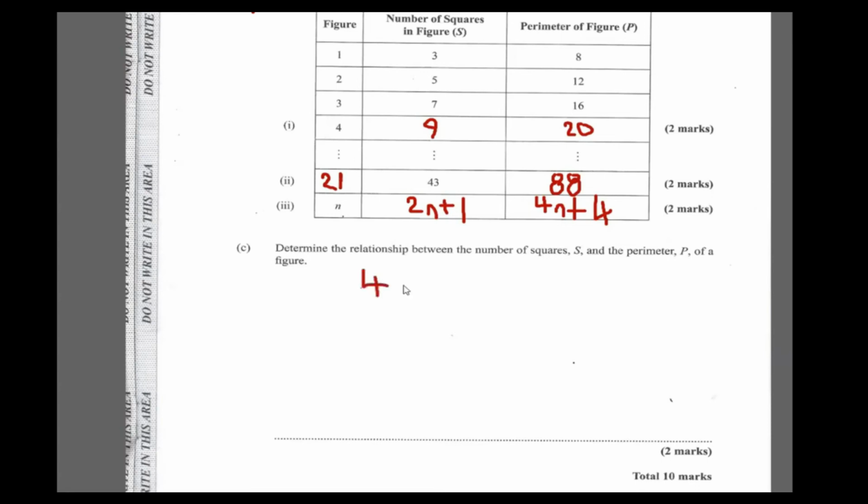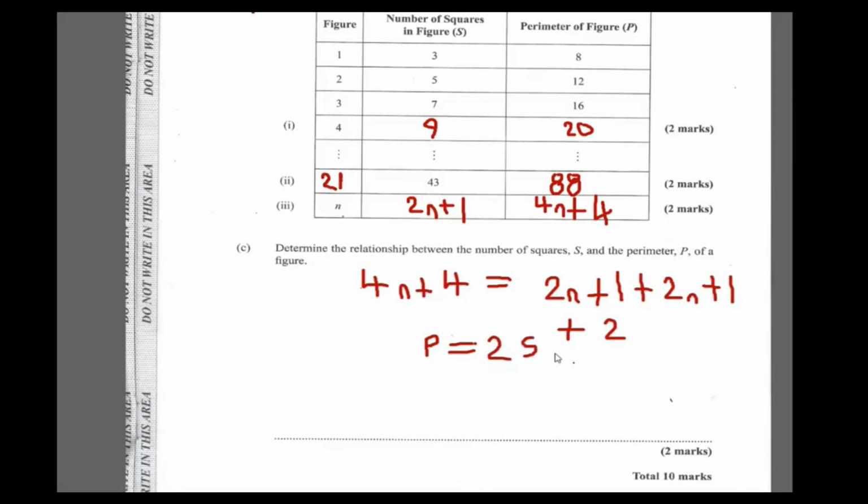The perimeter is 4n plus 4. I can rewrite 4n plus 4 as (2n plus 1) plus (2n plus 1) plus 2. Look at that: 4n is 2n plus 2n, and 1 plus 1 plus 2 is 4. Now 2n plus 1 represents the number of squares, s. So the perimeter is 2s plus 2. The perimeter is equal to twice the number of squares plus 2.